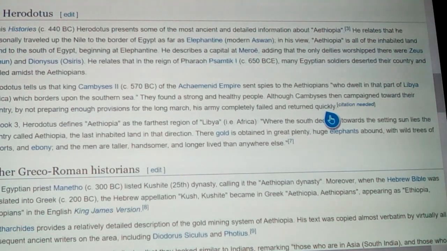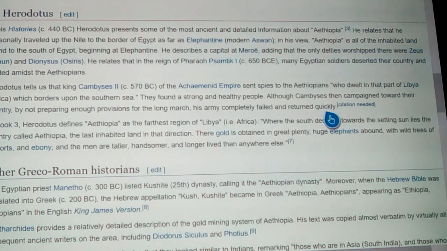So let's just continue here. He adds that the only deities worshipped there were Zeus, Amun, and Dionysus, which is Osiris. And they have the correlation with the two of them together. He relates that in the reign of Pharaoh Psamtik, 650 BC, many Egyptian soldiers deserted their country and settled amidst the Ethiopians. So during that time, they had left and gone up there.